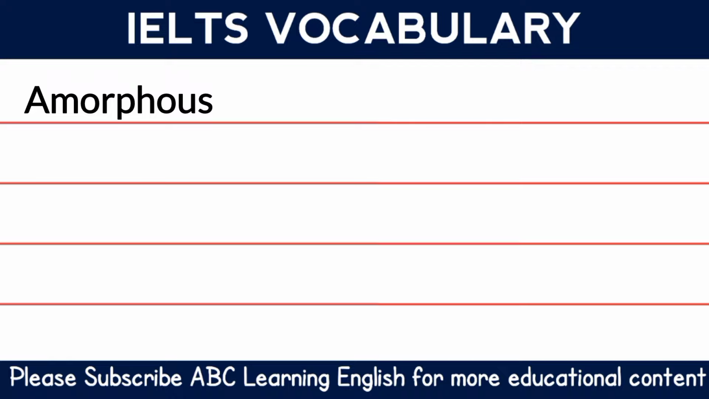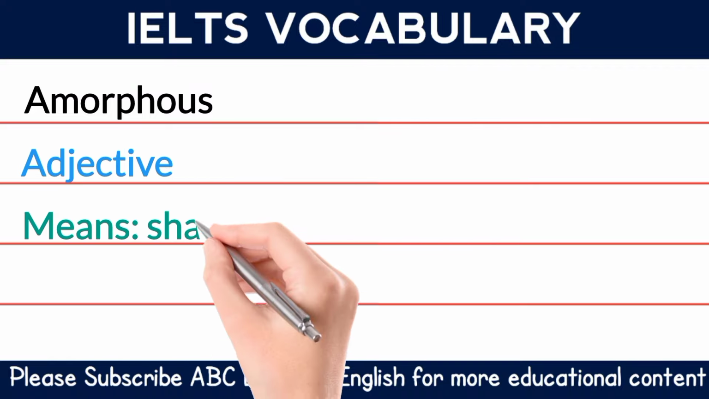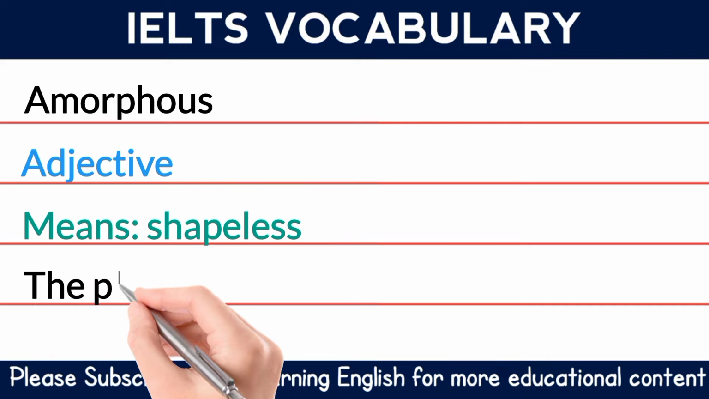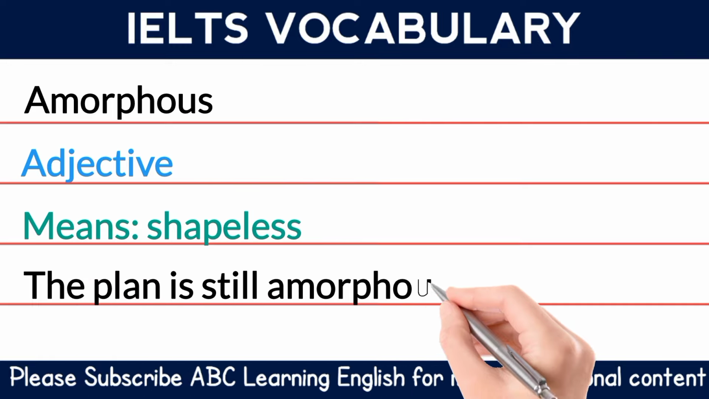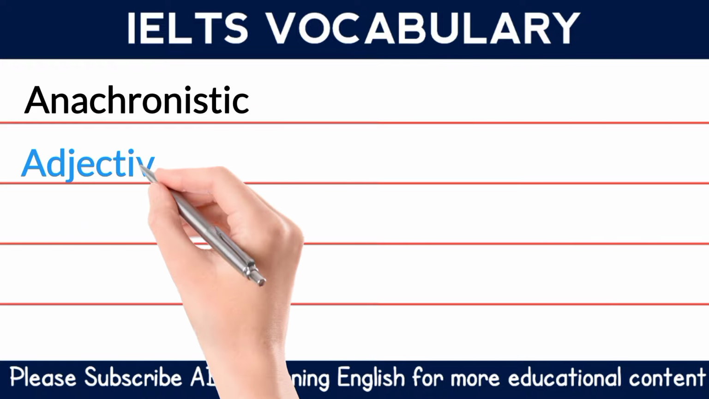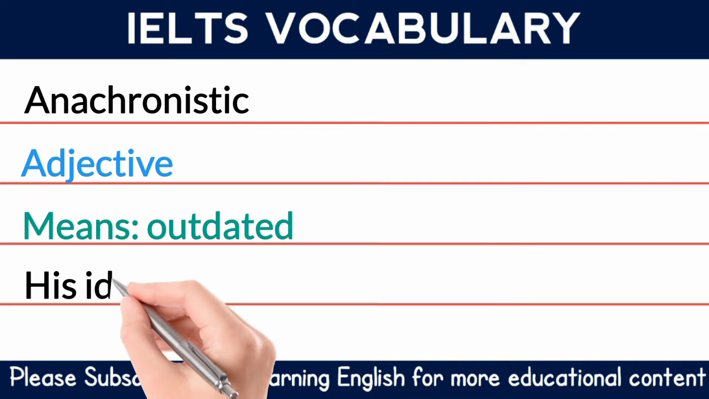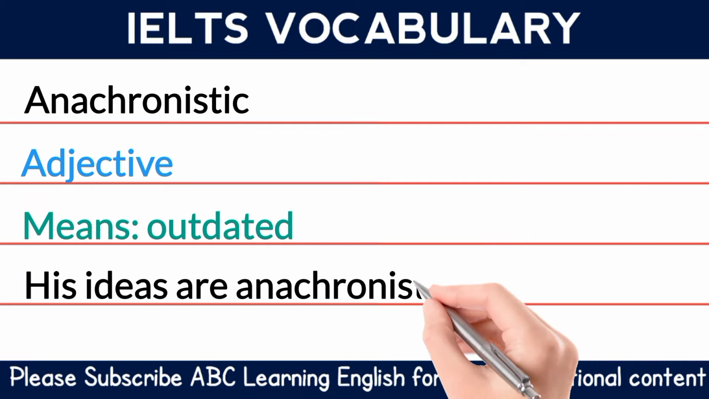Amorphous. It is an adjective. Means shapeless. The plan is still amorphous. Anachronistic. It is an adjective. Means outdated. His ideas are anachronistic.